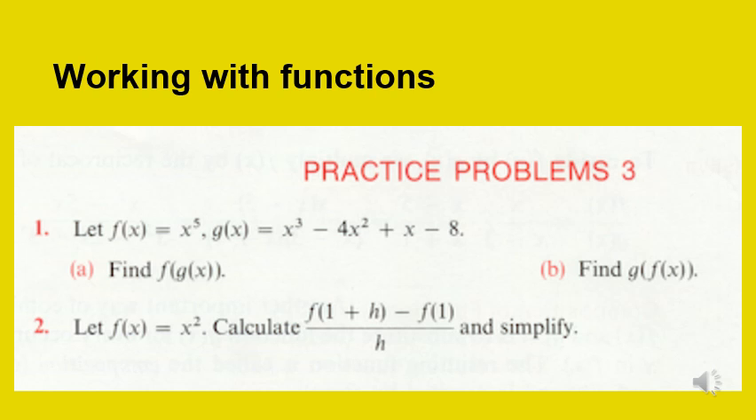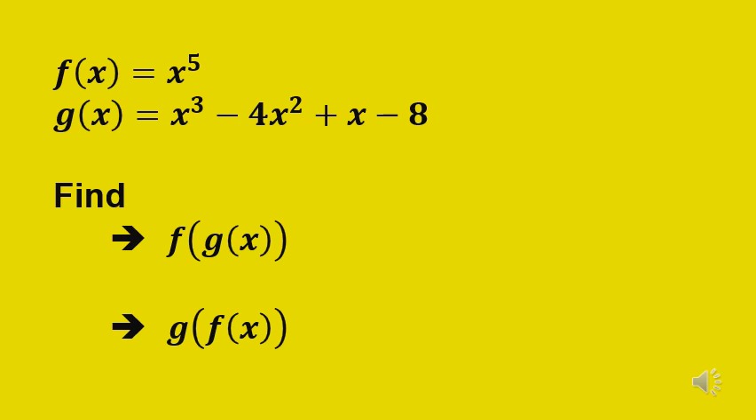So what we're going to do to explain things is take a look at a couple of problems from that same chapter 0 that you guys have been working on. I'm going to look at the two that you have here, and then we're going to add a couple more problems onto those. So the first couple of problems, they give you two functions. We have f of x equals x to the fifth power, and g of x equals x cubed minus 4x squared plus x minus 8.